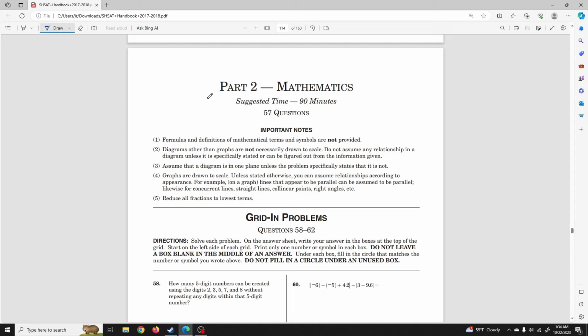Hello everyone, today we're going to be going over the entire math section from an official SHSAT practice test. This is from the SHSAT student handbook. The link to it is going to be in the description. This is the test that is made by the actual people, by the Department of Education. So it's the people who actually make the SHSAT. So it's the closest thing you'll ever find to the real test, right?